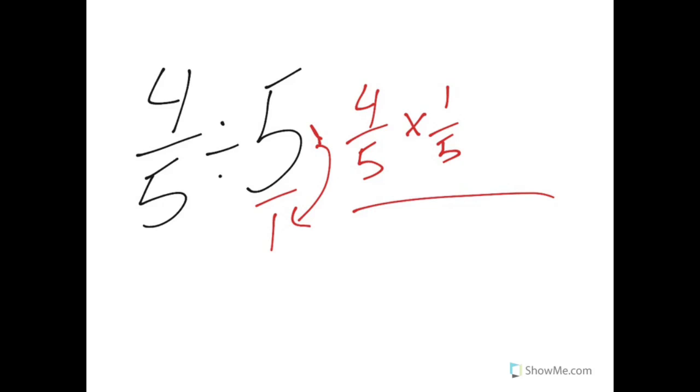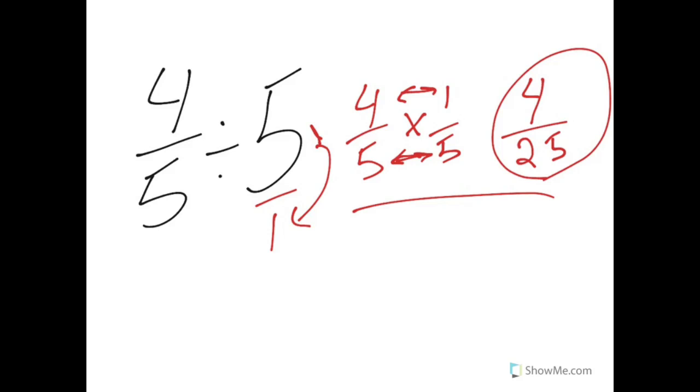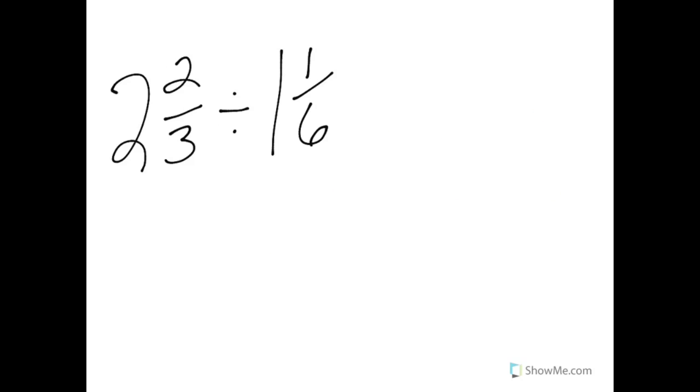Now I just need to multiply across. Easy stuff, right? 4 times 1 is 4. 5 times 5 is 25. My answer is 4/25. So 4/5 divided by 5 is 4/25. Okay, let's do some more examples of that. I know it's a little bit different. Okay, I have 2 2/3 divided by 1 1/6.